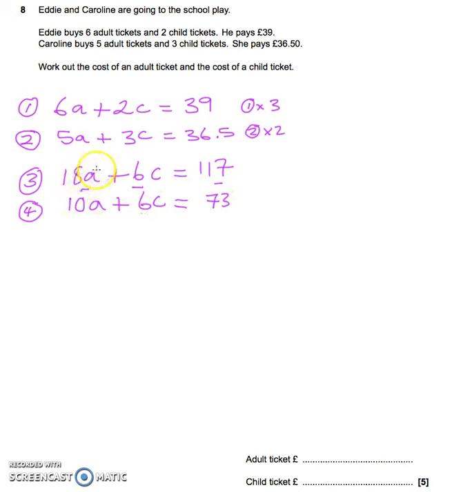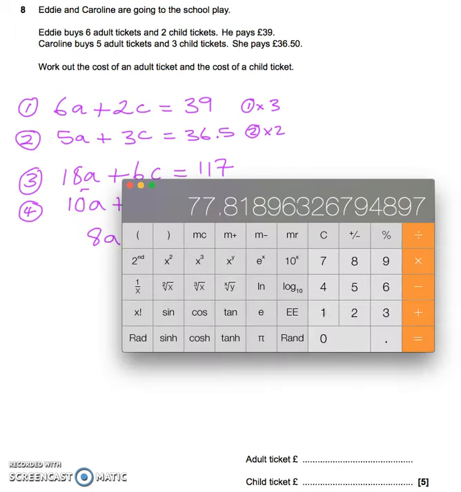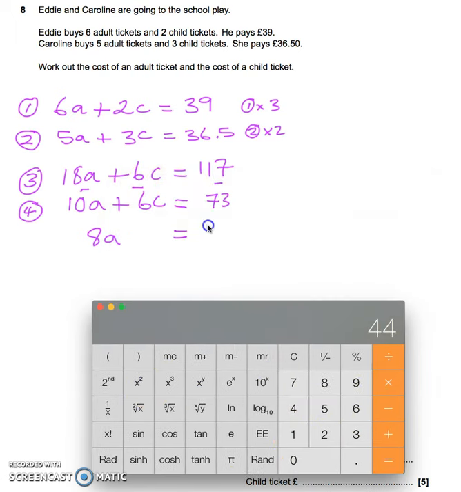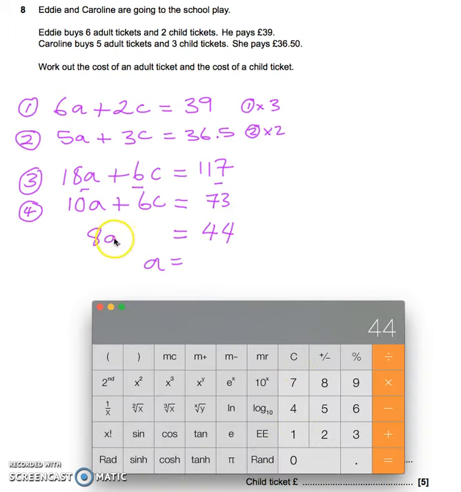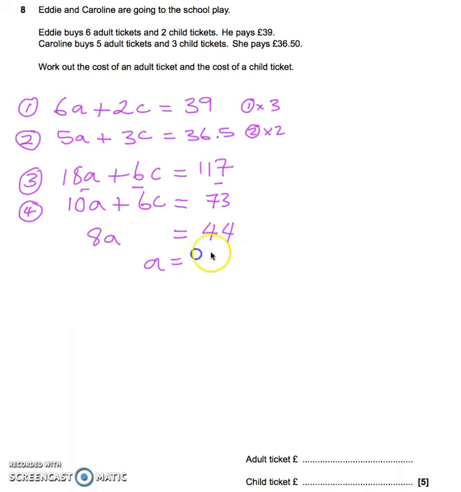So you have 18A minus 10A leaves you with 8A. That is equal to 117 minus 73. Need my calculator. Not going to make a mistake on this. 117 minus 73 is equal to 44. So we've got 8A equals 44, and if we divide by 8, we're going to find out what 1A equals. 44 divided by 8 is equal to £5.50 or 5.5. But remembering the context of the question, 5.5 is going to be £5.50. So an adult ticket is £5.50.